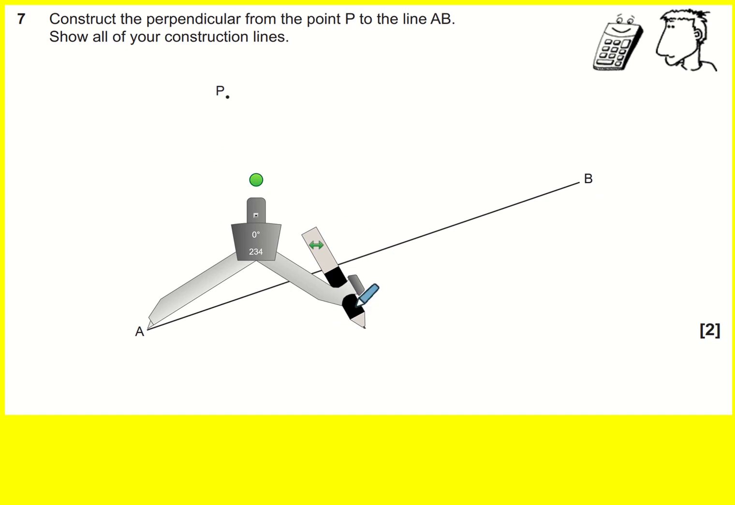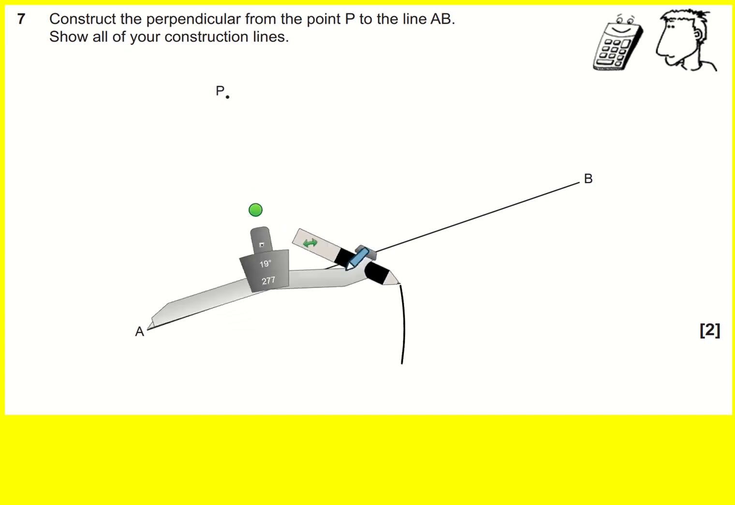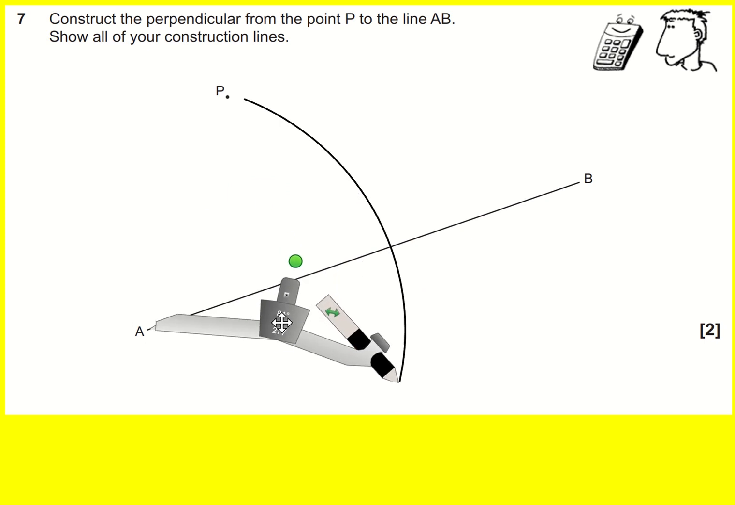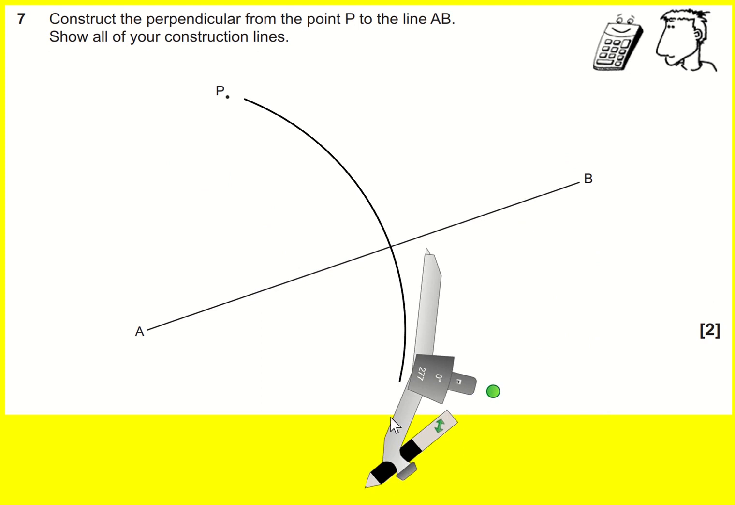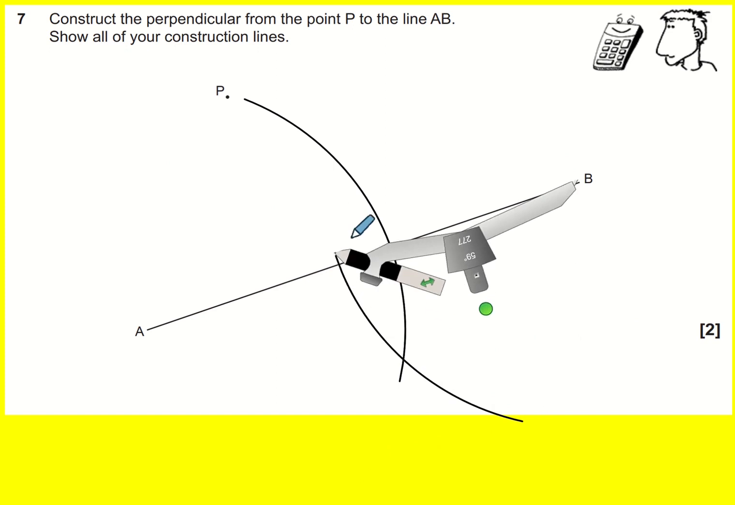Okay, let's do this. So what I need to do is put the point of the compass on one of the ends of the line, and then extend the compass to beyond halfway. I'm going to have to extend mine quite a lot because it's a very small compass. And then I draw an arc going round like this. I keep the radius exactly the same, the compass the same distance apart, and then I move the point to the other end of the line and draw another arc.